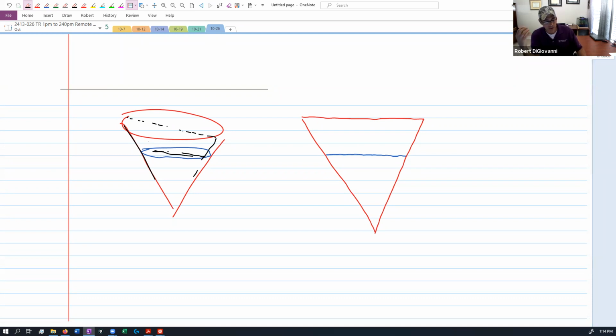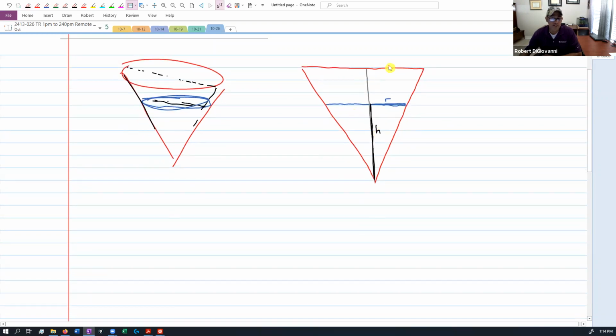Now, if I look at this cross section, I can start to see, if I go right down the center of it like this, I can see a couple of triangles, right? And if I start labeling things, this right here is R. This distance from here to here is the actual radius of the water part, right? That little distance from here to here is the radius of the water. And the distance from here to here, well, that's the height of the water, isn't it? But that all lives in this bigger triangle.